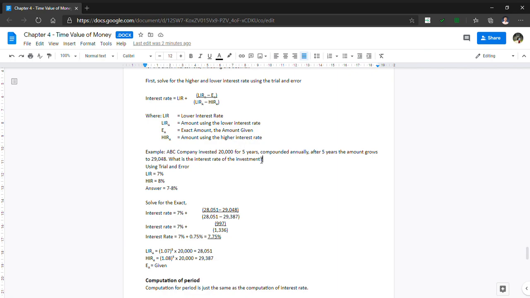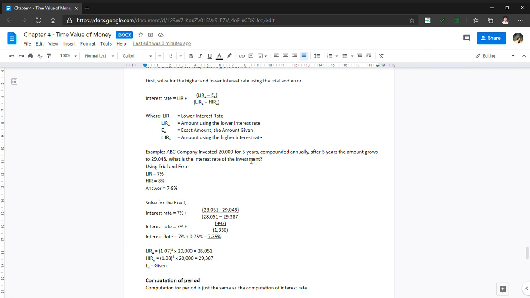the higher and lower interest rate. So, magta-trial lang tayo, try and try again. So, kailangan nating mag-try ng iba't ibang interest rate. So, 1%, 2%, 3%, 4%, 5%, 6%, 7%, 8%, mga ganon. Hindi naman necessary na mag-start ka sa 1%. So, let's in this case, yung lower and higher interest rate is 7 and 8%.